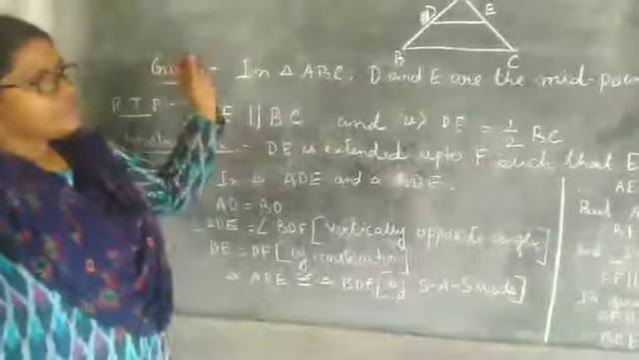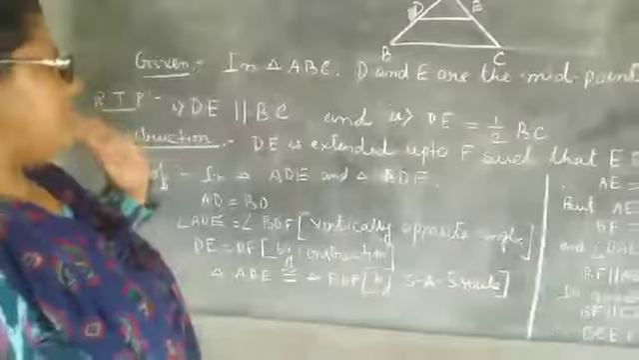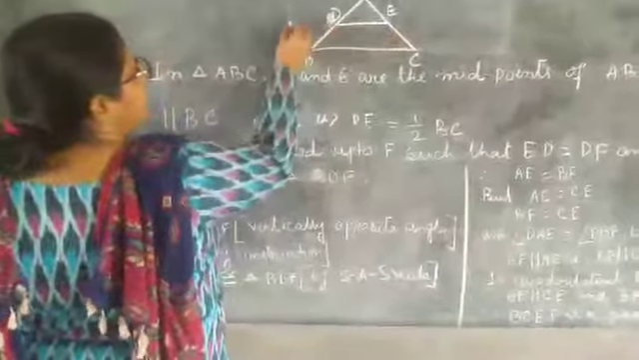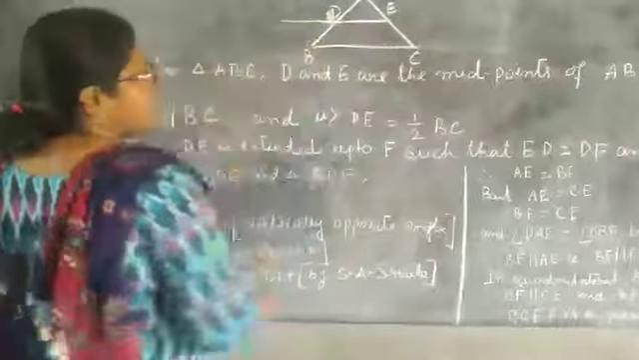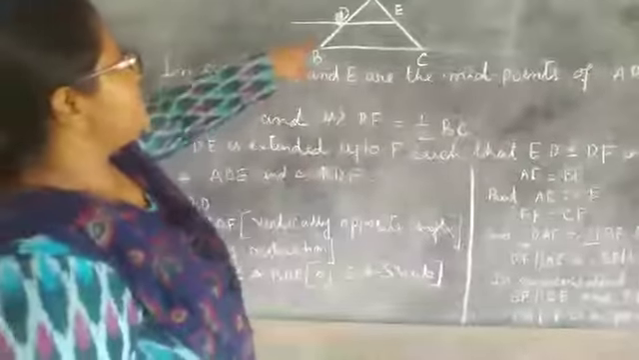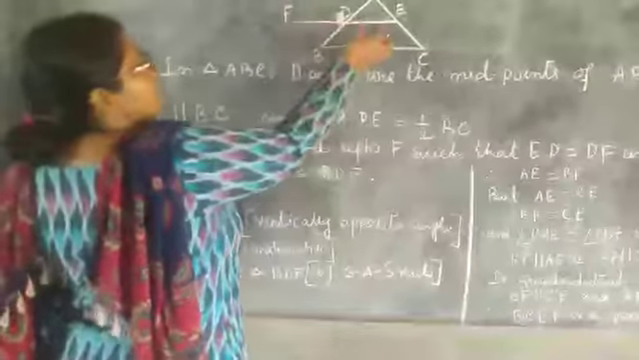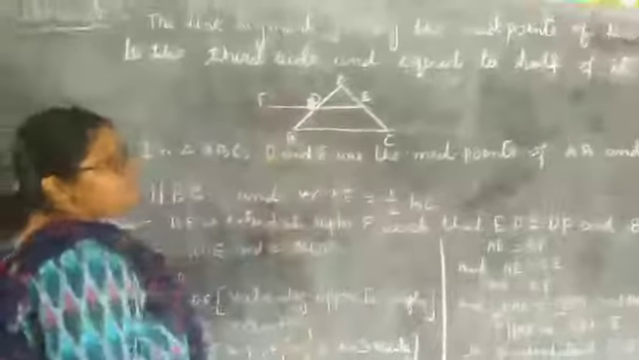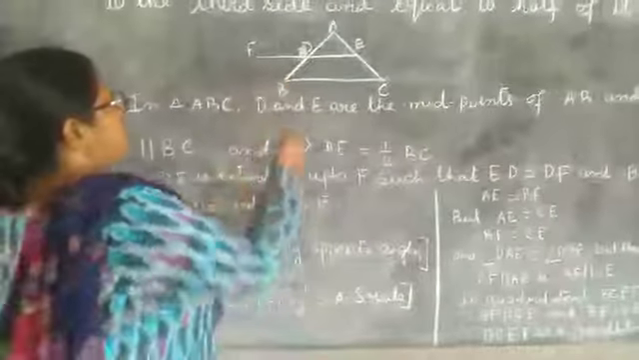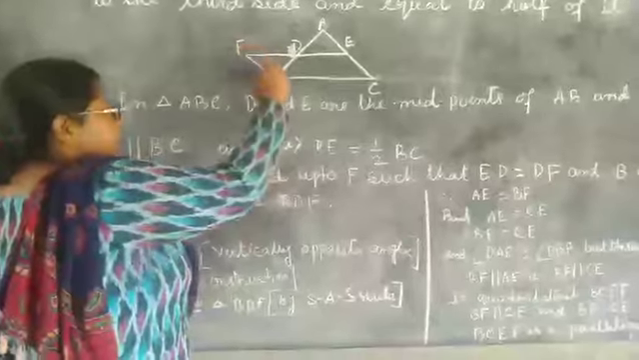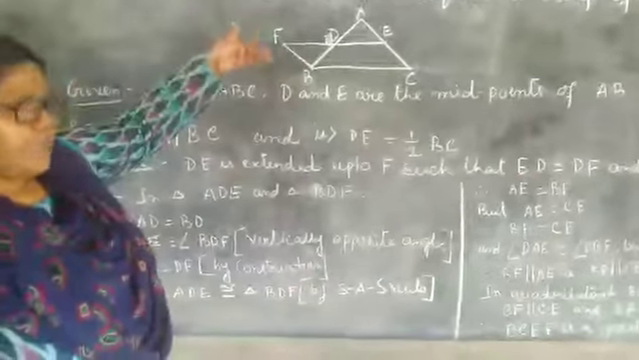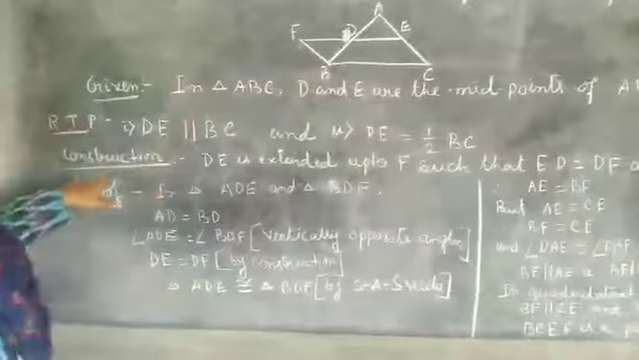Now for this theorem we have to construct something. What do we construct? We extend DE up to F in such a way that DE is equal to DF. In such a way we draw, and then we join D and F. This is our construction. What we are doing is extra drawing; this is our construction.